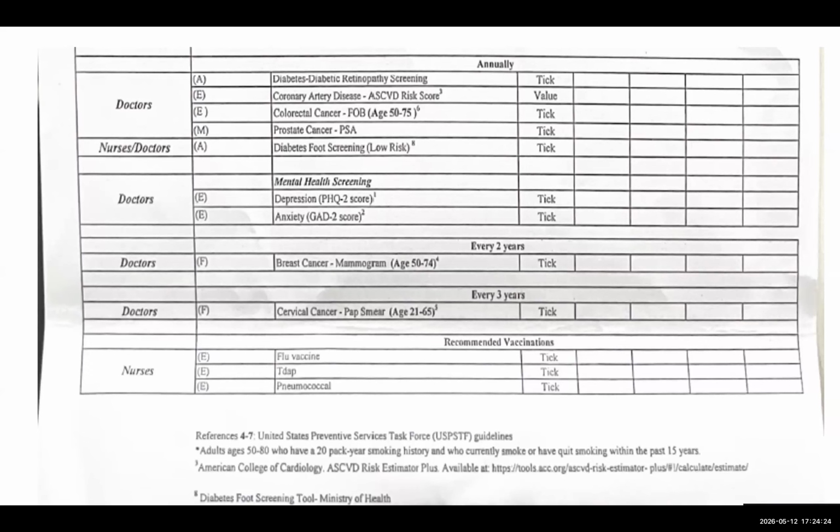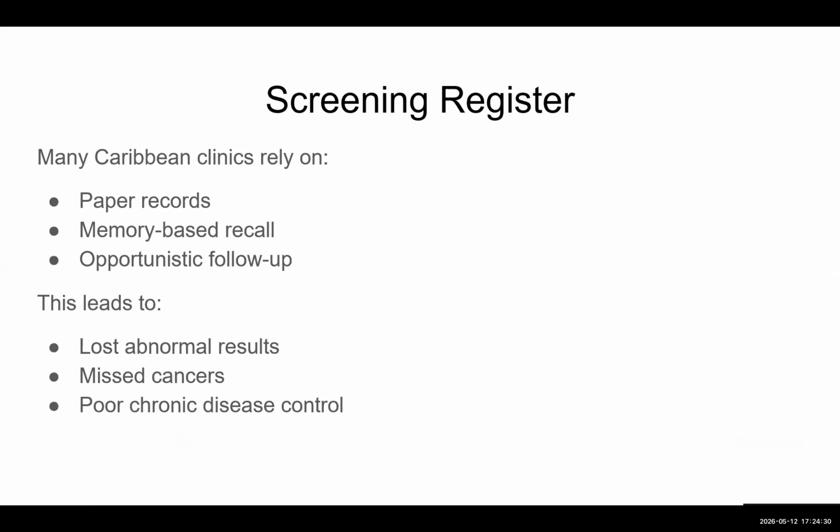Now, on the patient level, we need to talk about the screening register. Many Caribbean clinics are going to rely on paper records, memory-based recall, and opportunistic follow-up. I spoke to someone working in Blanchisseuse Health Center. They are just writing in files, and based on the patient's individual characteristics they do screening, and whoever reads the file afterwards will see, okay, maybe we should try to follow up here or not. This is going to lead to lost abnormal results, patients missing vital signs of cancer, poor chronic disease control, right?